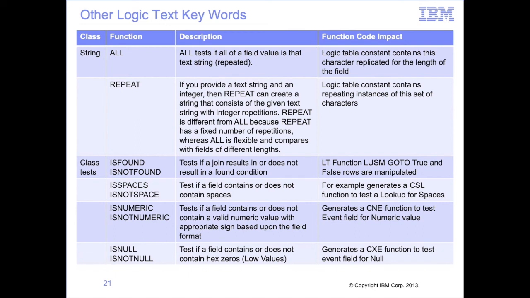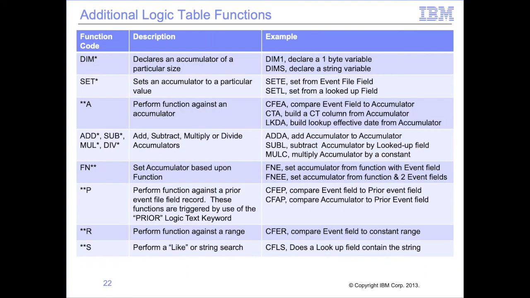The string keywords of ALL and REPEAT replicate constant parameters in logic text into constants in the logic table comparison functions. The IsFound and IsNotFound functions can change the logic table GOTO true and false rows for lookups. Other keywords generate specific logic table functions, like IsSpaces, which generates a CSL logic table function. These logic table functions are much less common, but might be seen in logic tables.